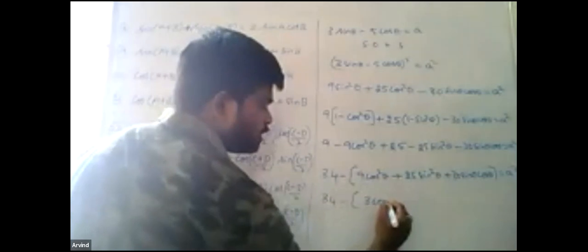Now just observe, this is nothing but (a plus b) whole square. Here, observe: 9 sin square theta plus 25 cos square theta minus 30 sin theta cos theta. Here it is similar, but there was minus and here it is plus, that's all. So it becomes (a plus b) whole square, where a is 3 cos theta and b is 5 sin theta, equal to a square. Let us exchange: 34 minus a square is equal to (3 cos theta plus 5 sin theta) whole square.